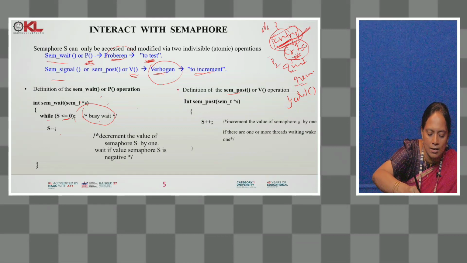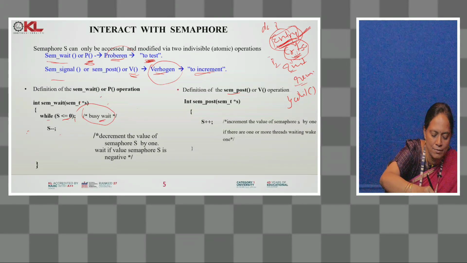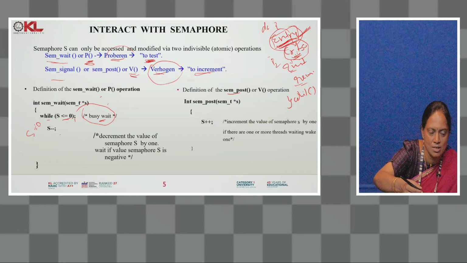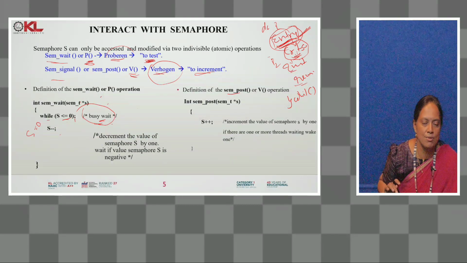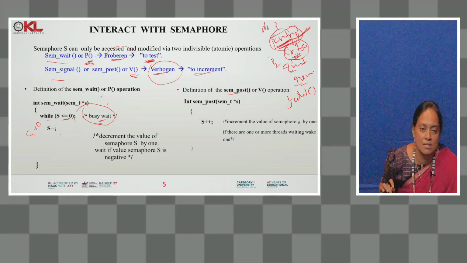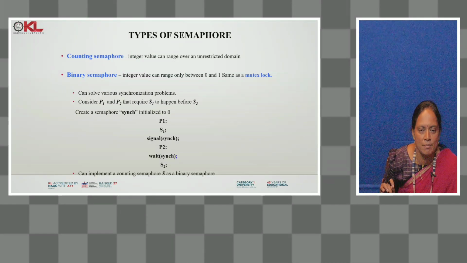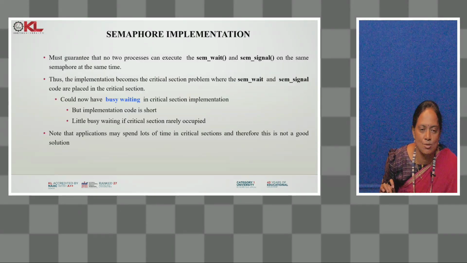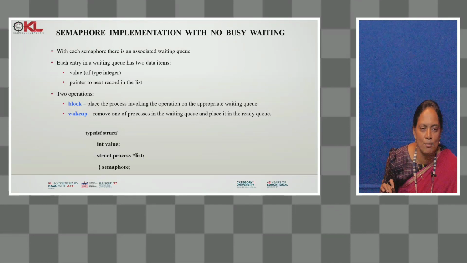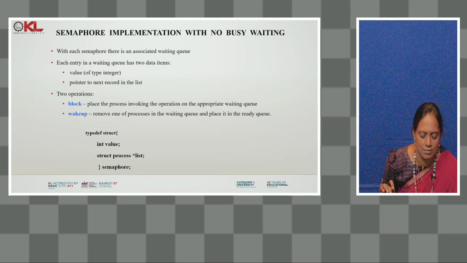see here whenever the semaphore value S is equal to 0 and another process wants to execute, the S value will become -1, so the process has to wait. By this busy waiting, the process may starve. It has to wait more time. So to avoid this busy waiting, we are modifying the semaphore wait and signal operations.